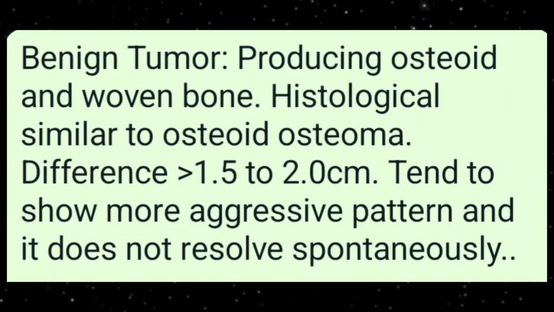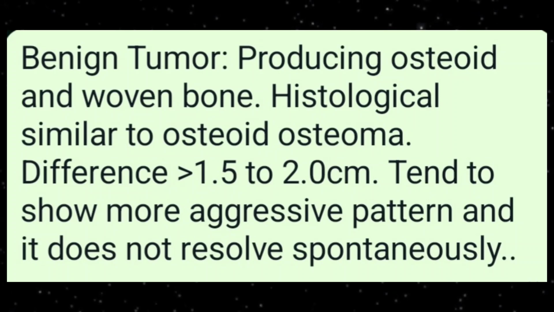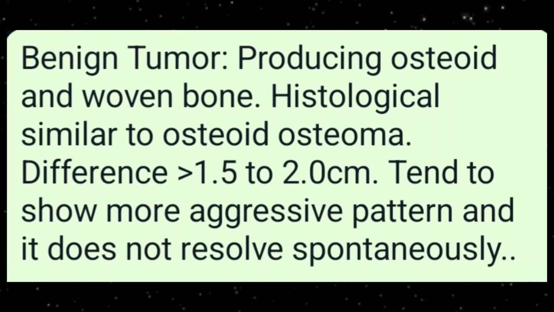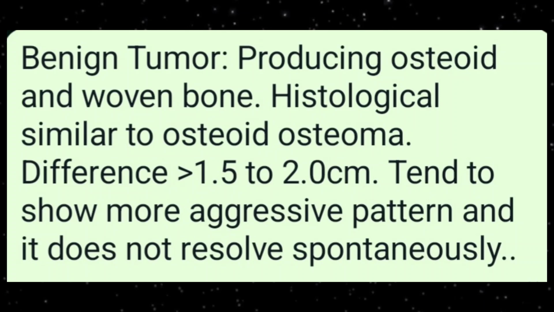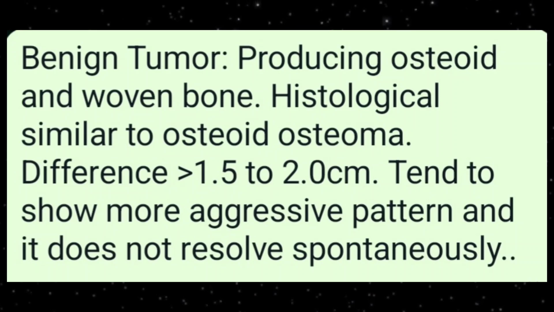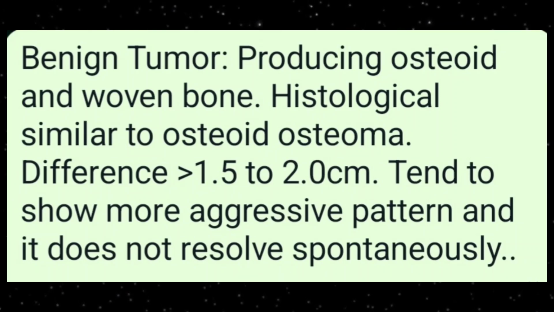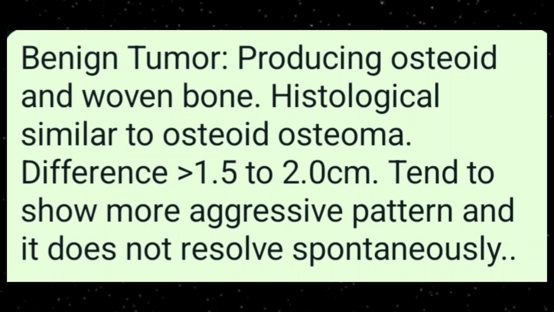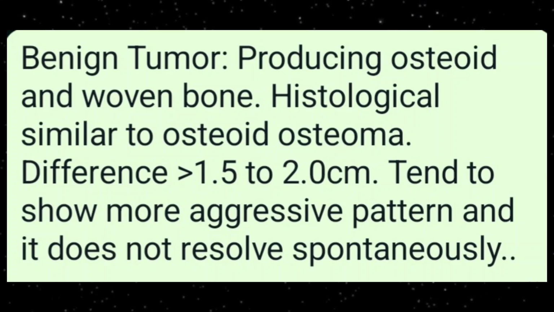Osteoblastoma is a benign tumor producing osteoid and woven bone. Histologically, it is similar to osteoid osteoma. In other words, it is also called the big brother of osteoid osteoma. The only difference between these two lesions is the size. More than 1.5 to 2.0 centimeters would be considered osteoblastoma, and anything less than 1.5 centimeters would be considered osteoid osteoma.